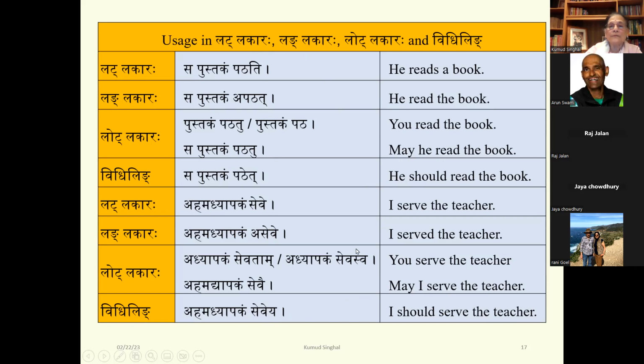For starters, these are the conjugations you should know: pathati, apathat, pathatu, patha, then pathet for the parasmai pada, and then seve, aseve, sevatam, sevaswa, sevai, seveya. Kumuji, most of the verbs will decline in this way: pathati, atati, gachati, all bhavadi gana verbs will decline like this.